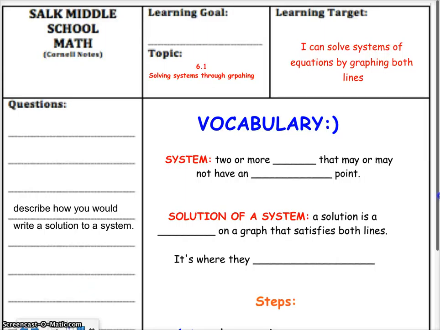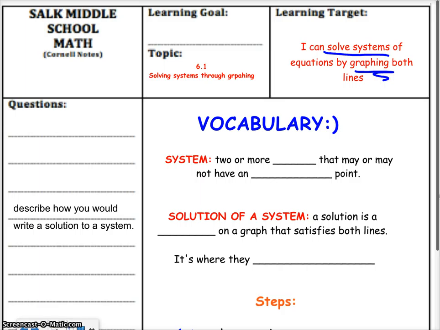Okay, we're moving into Unit 6, which is called Systems of Equations. What you're going to be able to do today is solve a system through graphing. That's what you can do today. In a system, I will define it here in a minute, is technically two lines. And if you solve it, it means you find where they intersect.